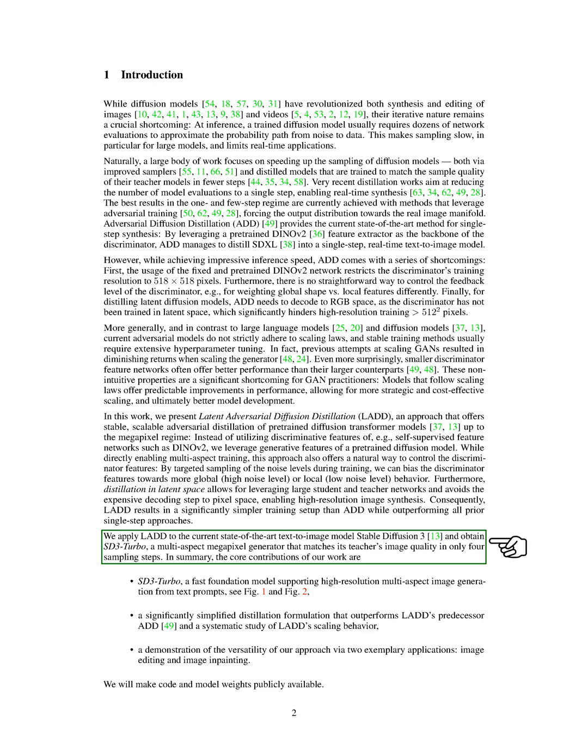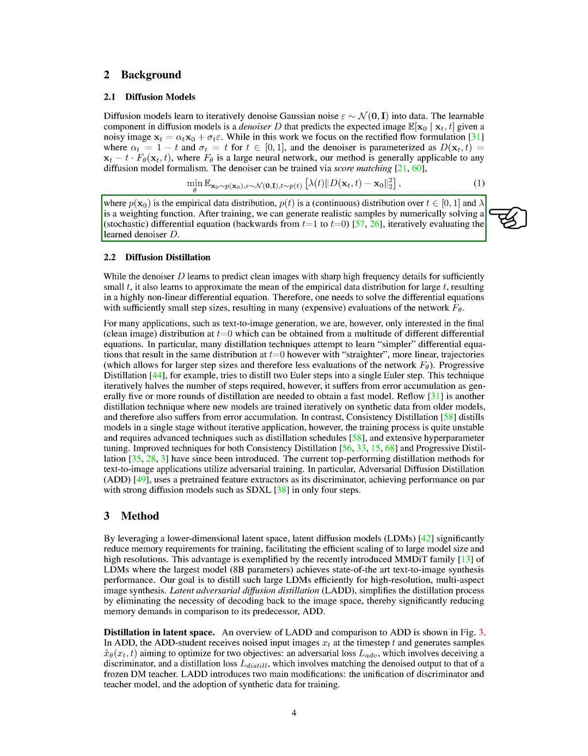By applying LAD to the text-to-image model Stable Diffusion 3, we create SD3 Turbo, a high-resolution multi-aspect image generator that matches the quality of its teacher model in just 4 sampling steps. Our work also includes a simplified distillation formulation, a study of LAD's scaling behavior, and demonstrations of its versatility in image editing and inpainting applications. We will make our code and model weights publicly available for further research and development.